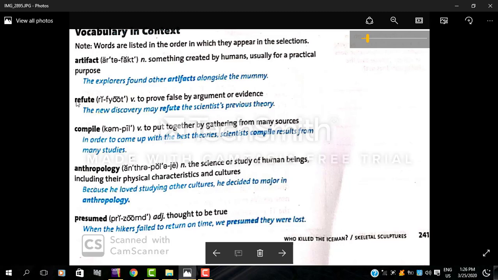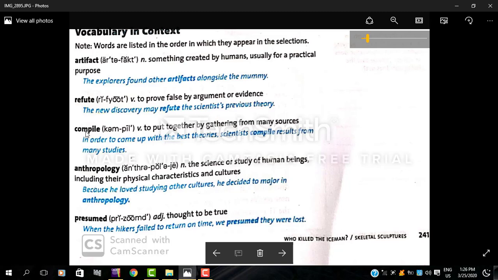Word number 2, refute. Refute means to prove false. To prove false, wrong at the end. The new discovery may refute the scientist's previous theory. This might make it wrong.